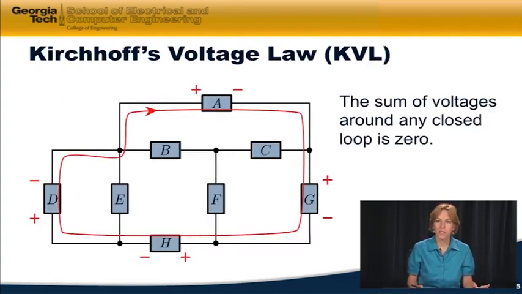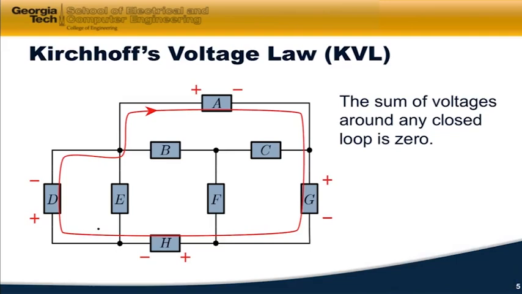Kirchhoff's voltage law states that the sum of voltages around any closed loop is zero. Now, we show an example of a closed loop here. And in order to apply this, we would have to know what these voltages are. So suppose this is V sub D, V sub A, V sub G, and these are all measured in volts, and this is V sub H. So I want to sum up the voltages around here.